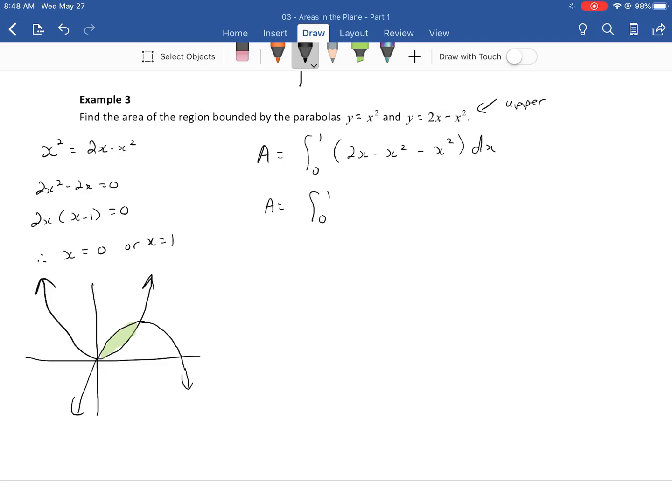And so I get the integral from 0 to 1 of 2x minus 2x squared. Antiderivative time. This is x squared, and this is 2/3 x cubed, from 0 to 1. First bracket is 1 minus 2/3. Second bracket is 0, and I end up with an area of 1/3. Apparently 1/3 units is the area of that region bounded by those two parabolas.